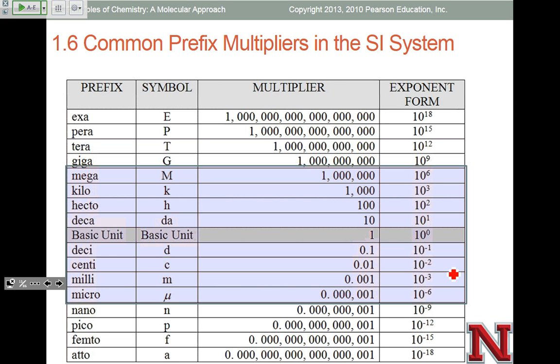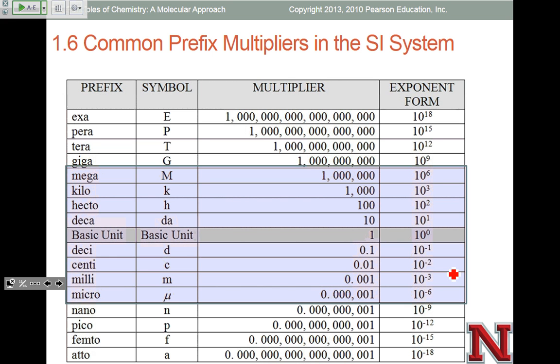What this is saying is, this is our basic unit, let's say it's grams. So this is my multiplier. I have 1,000 grams in a kilogram. See this multiplier? 1,000 times 1. I have 1,000 grams in 1 kilogram. Remember, everything this way is big. So that'll help you remember these.